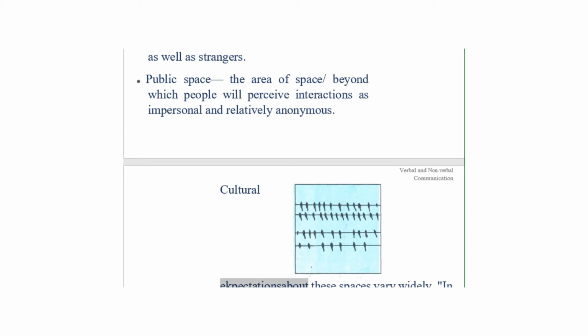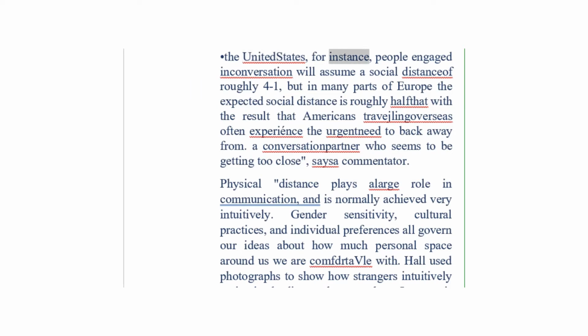Cultural expectations about these spaces vary widely. In the United States, for instance, people engaged in conversation will assume a social distance of roughly 4 feet, but in many parts of Europe the expected social distance is roughly half that, with the result that Americans traveling overseas often experience the urgent need to back away from a conversation partner who seems to be getting too close, says a commentator. Physical distance plays a large role in communication, and is normally achieved very intuitively.